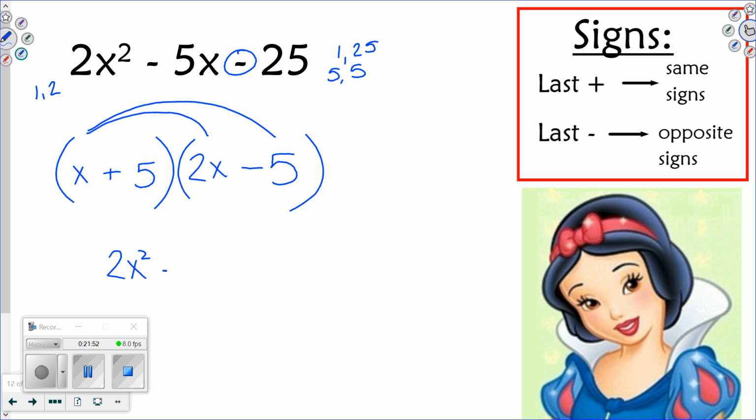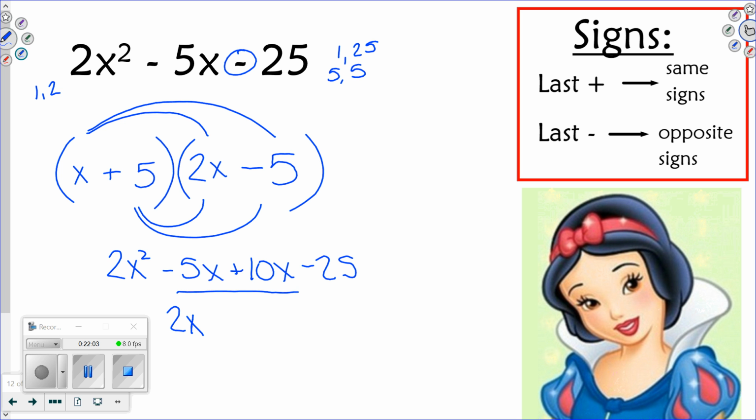All right, minus 5x plus 10x minus 25. Like terms, you get plus 5x minus 25. How do we do? I got a positive 5x. I want negative 5x. How do I fix it? Swap the signs. Swap the signs.